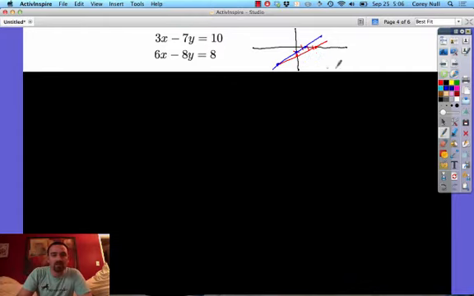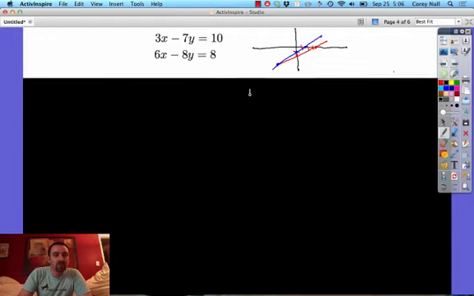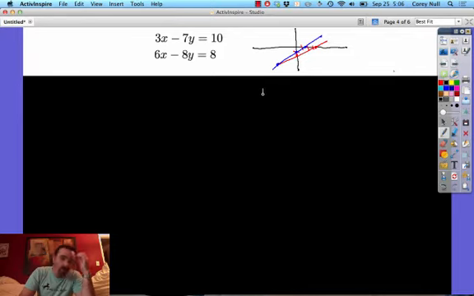Okay, so let's go ahead and try to solve this problem using elimination. The first thing we do is look for a variable to eliminate.